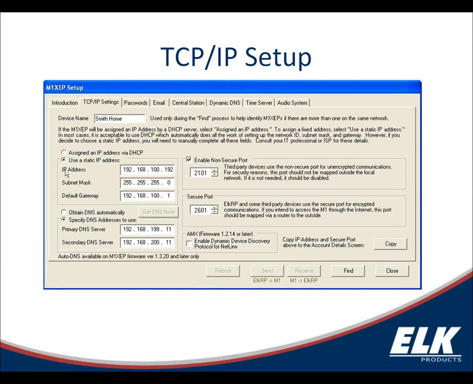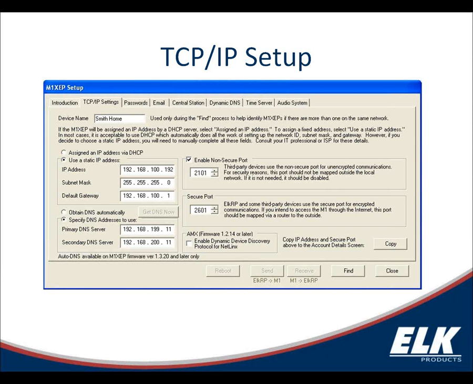Now, that's the local area network IP address for your XEP module. And in this case, it's 192.168.0.192. The subnet mask typically will be 255.255.255.0. Your default gateway is the local IP address of the router. In this case, it's 192.168.0.1. And right below this is the primary DNS server.